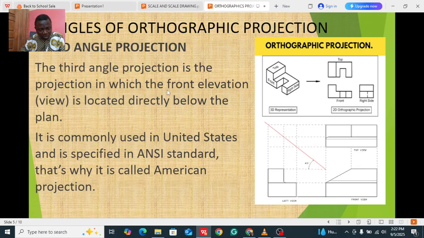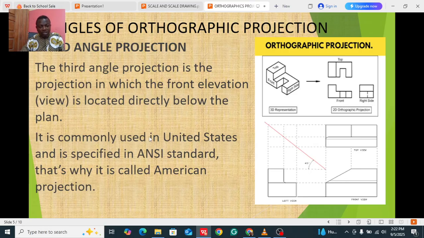But here we are talking about third angle. The front view is now below. Look at the arrangement here. Third angle projection: the top view is now coming up while the front view goes down. And then beside the front view, we have the right hand side view. So that is the arrangement for third angle projection. Once you are able to know the arrangement for one of the projections, then it will be easier to get the other one.